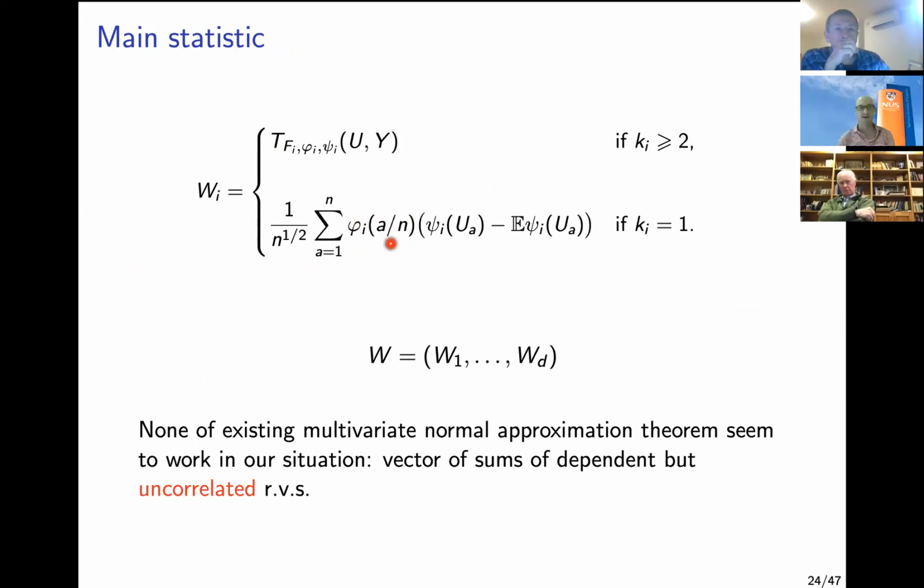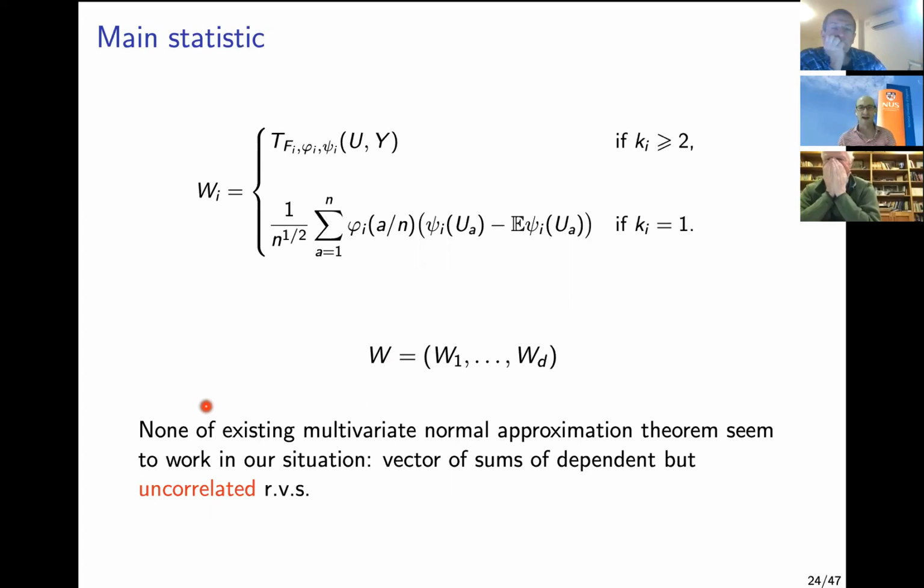It's just functions of these vertex labels. So we put them together into a vector, and that's the object that we want to analyze. And surprisingly, when we tried that, none of the existing theorems, at least using Stein's method, works in our situation.